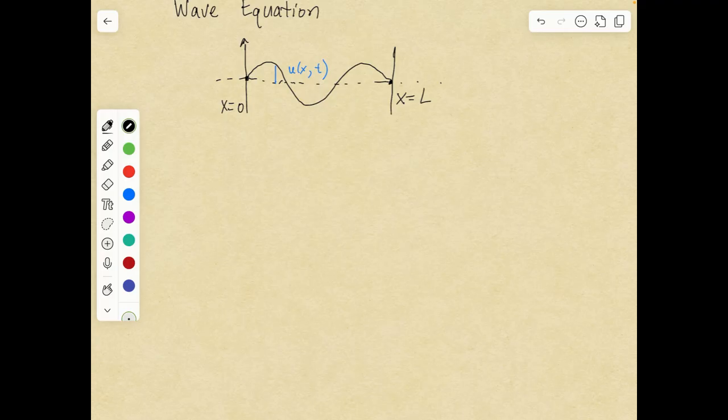So it turns out that u of x,t satisfies a certain differential equation, which is that the second partial derivative with respect to time, so that's u sub tt, is equal to some constant, alpha squared, so some positive constant, times u sub xx. So the u sub xx is the second partial derivative with respect to x. So this holds for x between 0 and L, and t positive.